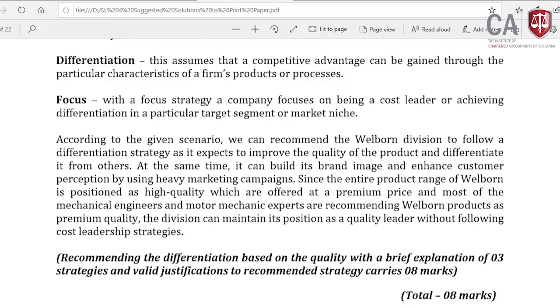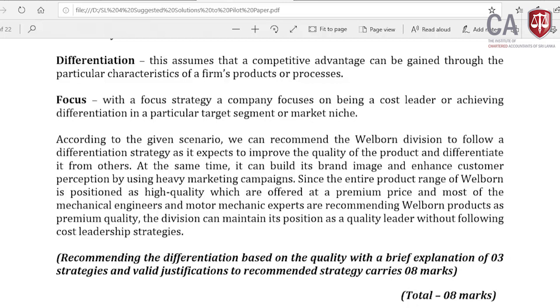At the same time, it can build its brand image and enhance customer perception by using a heavy marketing campaign. So, what can they do? They can build their brand image and enhance customer perception by using a heavy marketing campaign. Since the entire product range of Wellborn is positioned as high quality, offered at a premium price, and most of the mechanical engineers and motor mechanic experts are recommending Wellborn products as premium quality, the division can maintain its position as a quality leader without following cost leadership strategies.